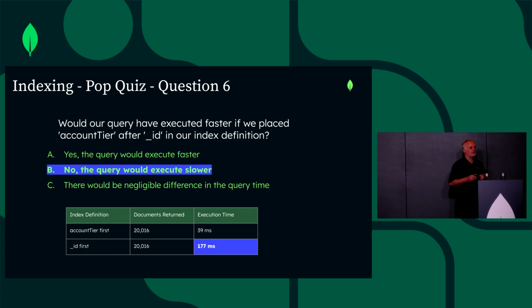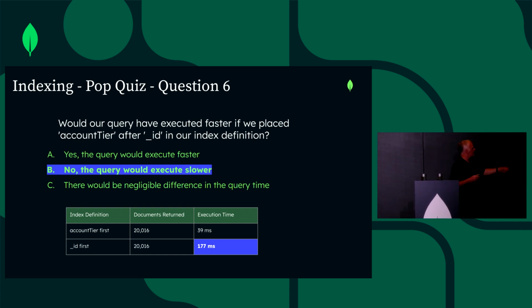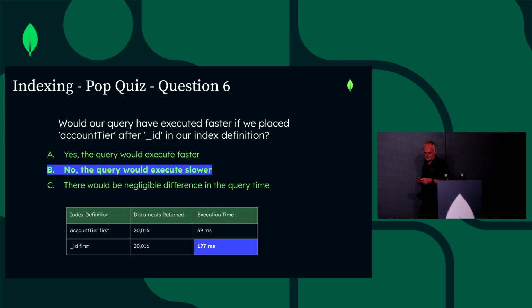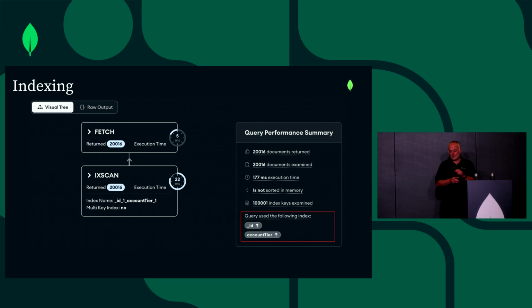The answer is it would execute slower. It goes up from 39 milliseconds to 177 milliseconds. And if we look at the explain plan, we get some hints as to why that was the case. So it's used our new index where we've got ID first.